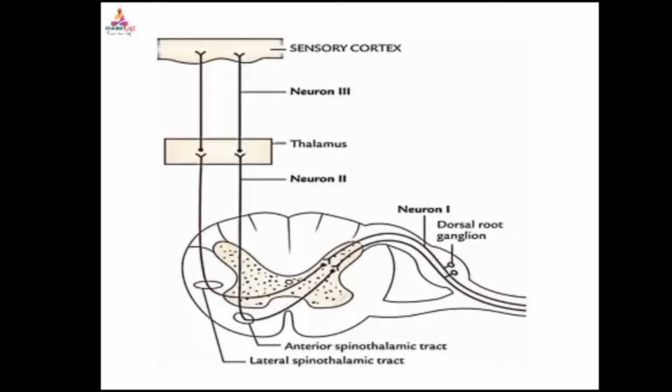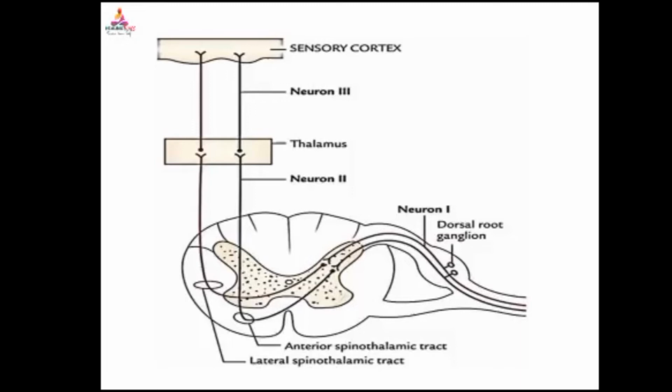Next tract is the anterior spinothalamic tract. The anterior or ventral spinothalamic tract carries light touch, pressure, tickle, and itch sensation from the opposite half of the body. The cell body of the first order sensory neuron of this tract lies in the dorsal root ganglia of the spinal nerves.